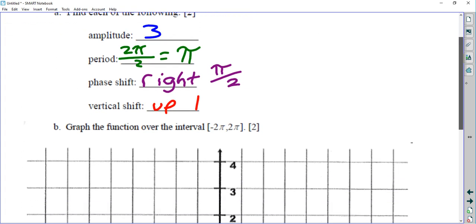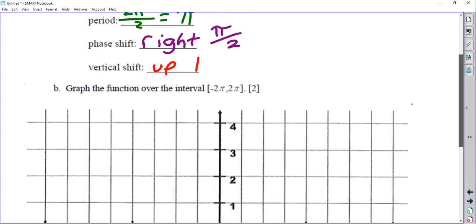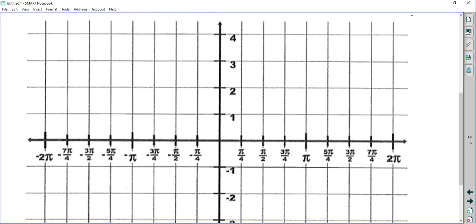So we're going to take those. We're going to draw our 3 lines, our top, our middle, and our bottom. The middle is at 1 from that vertical shift. So we're going to draw a line through 1. I'm going to use a highlighter.